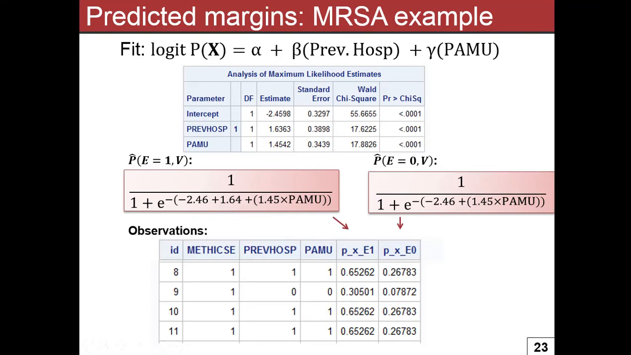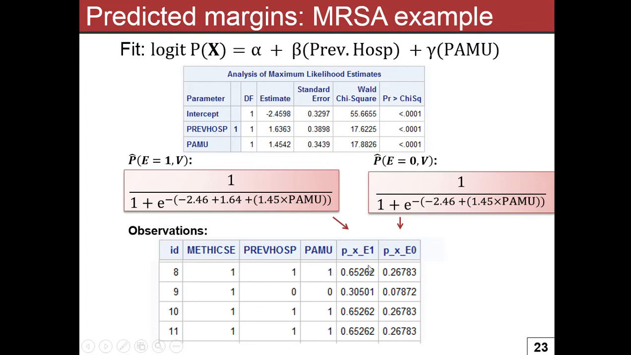Take every observation in your data set. Here's person 8, they have exposure. This is the MRSA outcome, the Y variable. These are the two X variables: this is the exposure, and this is the V variable. For each row, you plug in the values. This person has PAMU 1, so they're going to plug in here.